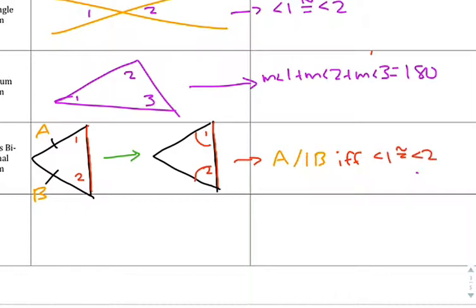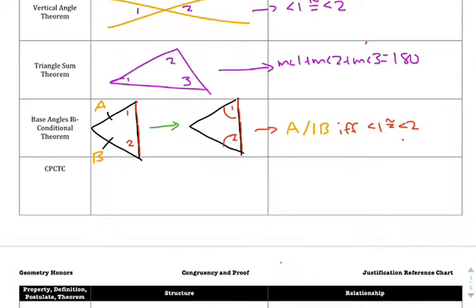And being biconditional, you can start at either side, meaning that if you have congruent angles, you have an isosceles triangle. If you have an isosceles triangle, you have congruent angles.